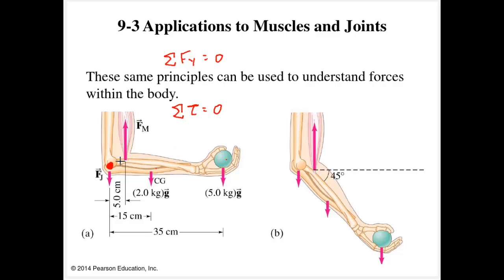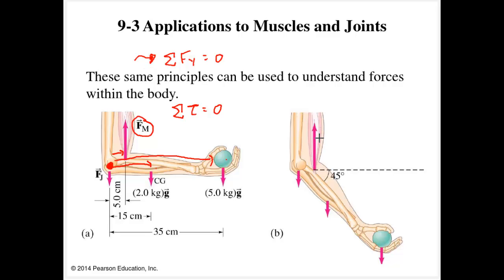Define our pivot point and say, okay, this muscle is going to act at 5 centimeters, the center of gravity is going to act at 15 centimeters, and then the ball is going to act at 35 centimeters, and solve for this force of the muscle. And similarly, we can calculate what the force of the joint would be simply by using this right here.